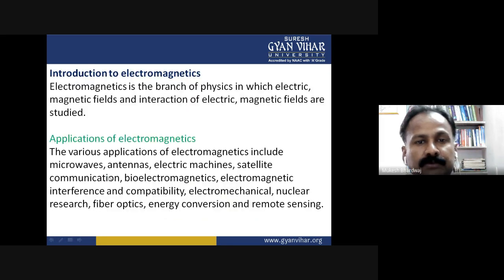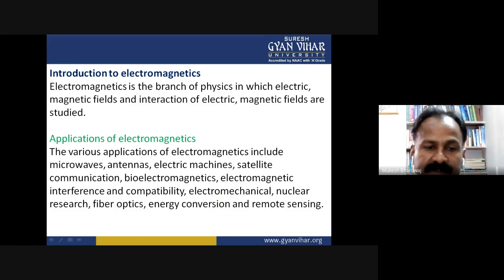First of all, introduction to electromagnetics. Electromagnetics is the branch of physics in which electric magnetic fields and interaction of electric magnetic fields are studied. Applications of electromagnetics. The various applications of electromagnetics include microwaves, antennas, electric machines, satellite communication, bioelectromagnetics, electromagnetic interference, and compatibility. Electromechanical, nuclear research, fiber optics, energy conversion, and remote sensing.